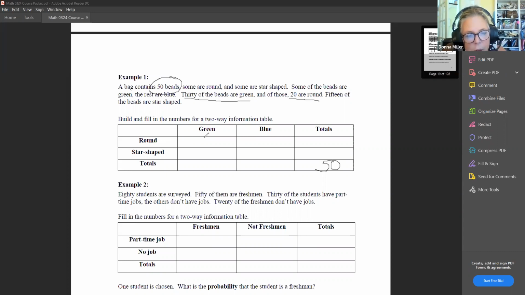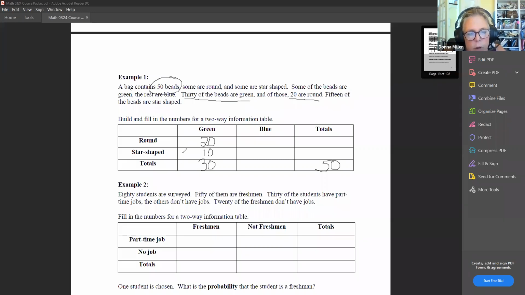So if they're round and green, I've got 20. Now I've got 30 total, so let's put that down here for the greens. So that means I've got 30 minus 20. I have to have 10 star shapes. Yeah, I can fill that table out. All right, 15 of the beads are star shaped.